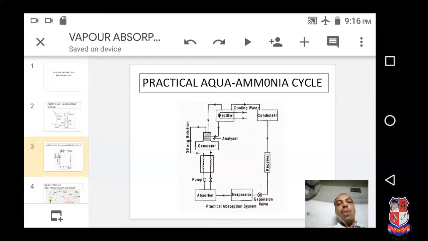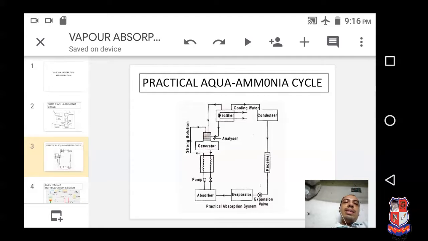The remaining processes are all the same. Means first of all, from the evaporator outlet we get low pressure low temperature vapor ammonia, which is absorbed inside the water inside the absorber at 12 to 13 degrees Celsius. It will be passed to the generator, but not directly. First of all it will be passed to the analyzer for surface heat exchanging, then it will pass to the generator. The generator is the device in which temperature is maintained around 77 to 83 degrees Celsius, so it will separate vapor ammonia, high pressure high temperature vapor ammonia.